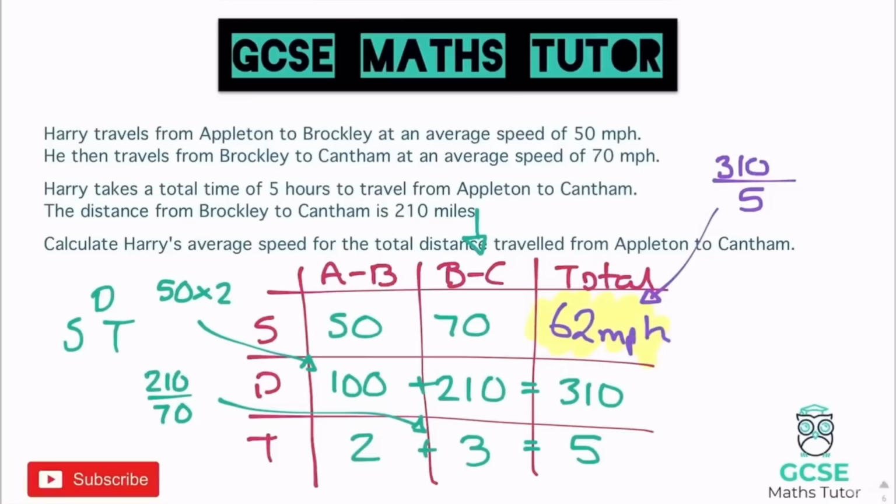There we go. And also thinking about the logic here, that is in between 50 and 70, so our answer makes sense. And you should always be thinking about that. Does my answer make sense? Is it somewhere in the middle of the two?